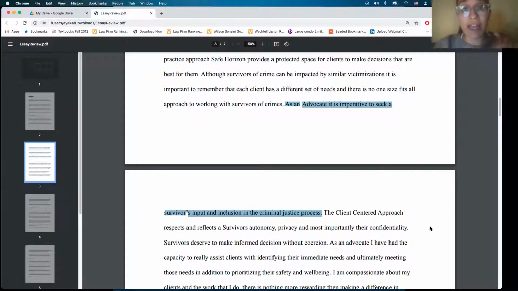What we could do is take that sentence and tell a story of when you sought a survivor's input and inclusion, and you are seeking their input and their inclusion in their own process. You could tell a whole story about that and delete everything where you talk about how to do your job and tell us a story about how you did it. That would be clearing the weeds. That would be the first thing I would tell this person to do.